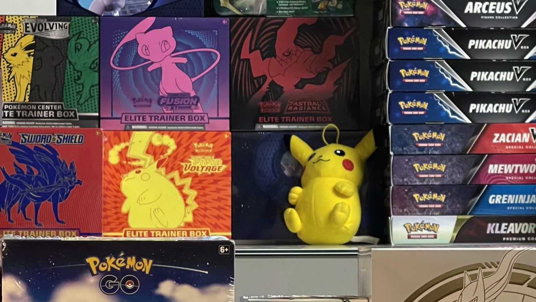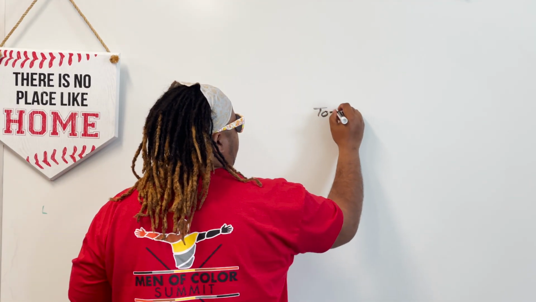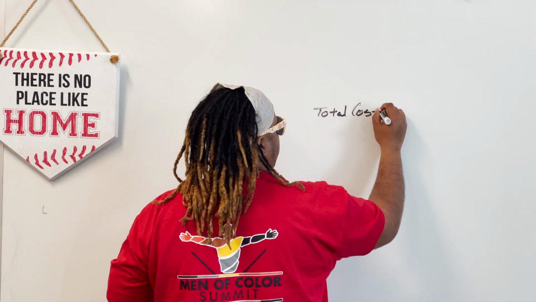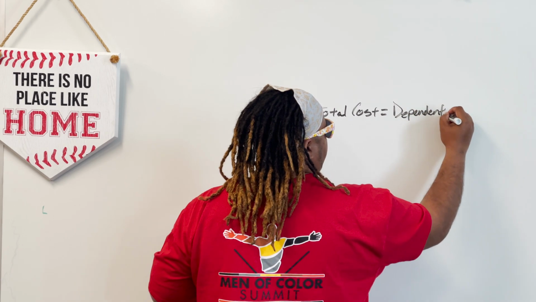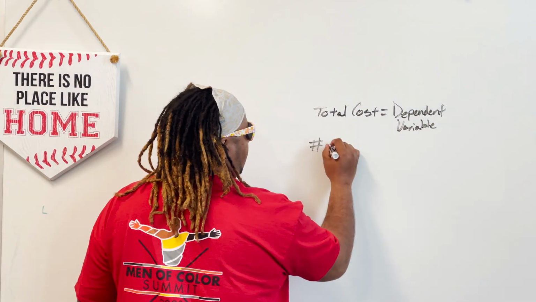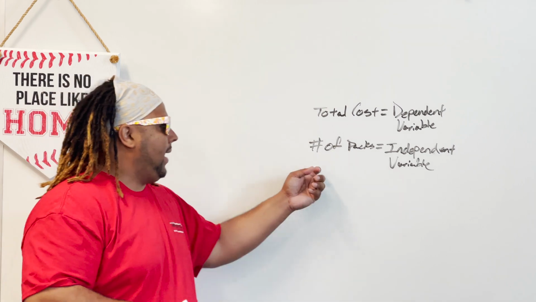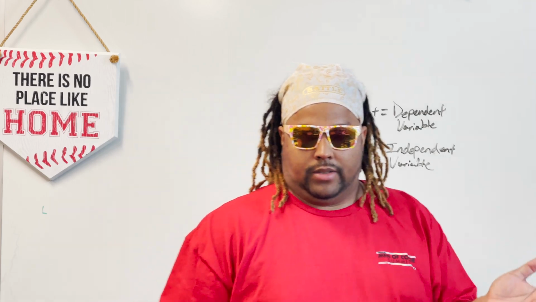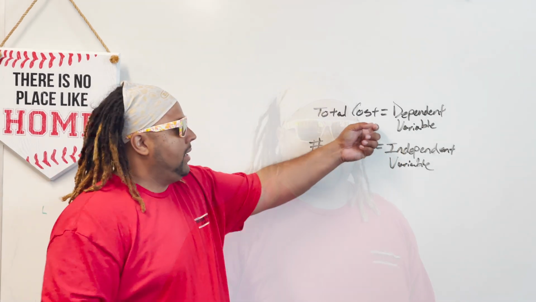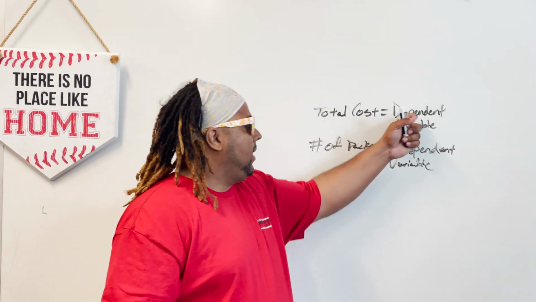Let's say, for example, you were going to buy some packs of Pokemon cards, and you wanted to know what the total cost would be depending on how many packs you buy. So you have your total cost, which is your dependent variable. So the number of packs is independent. You decide how many you want to buy. You want to buy 5, you want to buy 10, you want to buy 2. It's independent. That's what you want to pick. Dependent variable, the cost can change depending on how many packs you choose. So it's dependent on this.